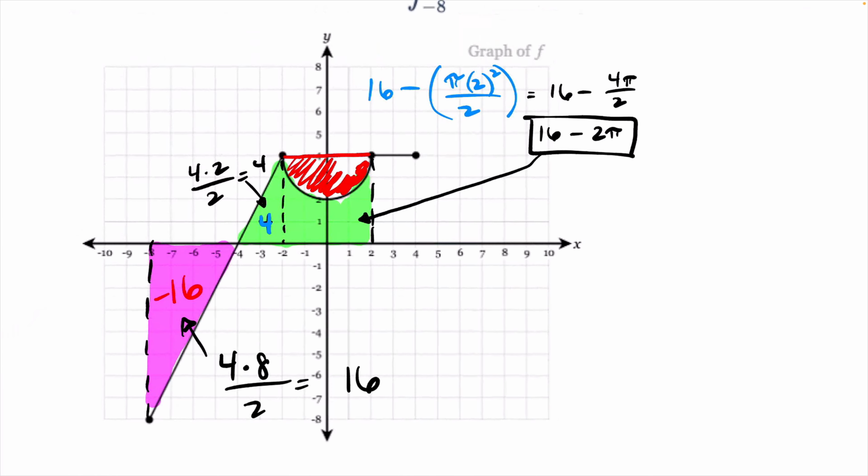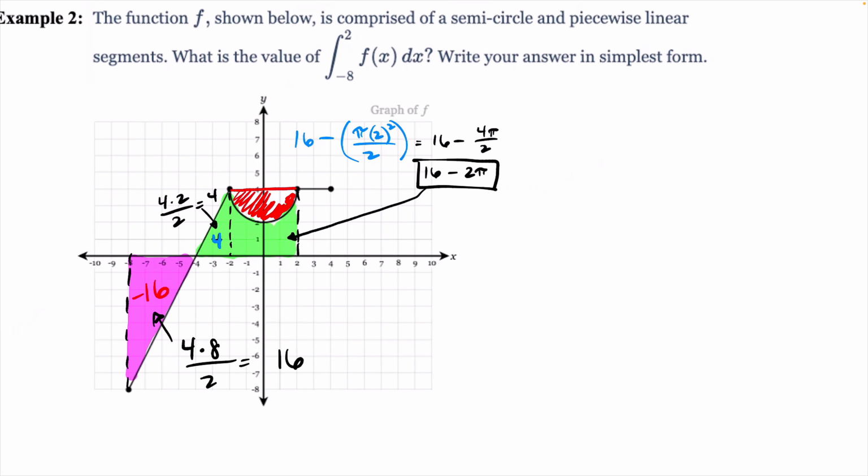Now we have all 3 areas, the 2 greens and then the pink down here. So we've got to add them all together. Not subtract them, add them all together. So here we go. The area from -8 to 2 of the function dx equals, the first one is -16, right? Plus 4, plus 16 minus 2 pi.